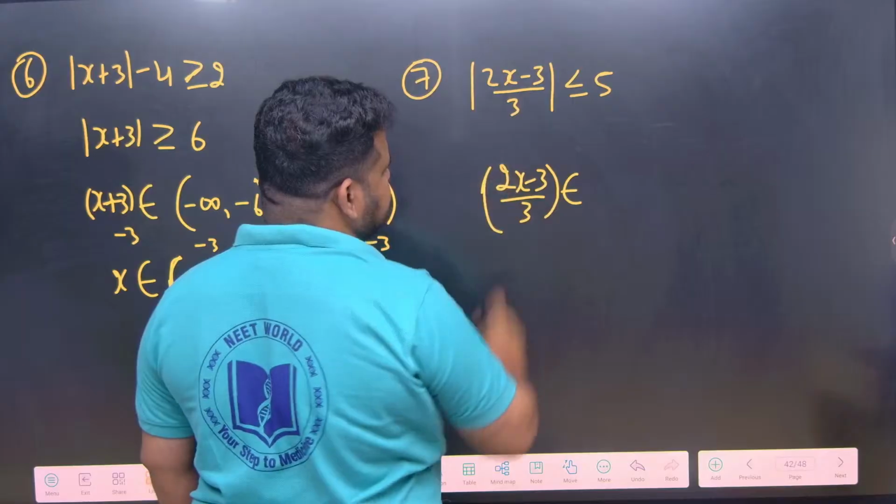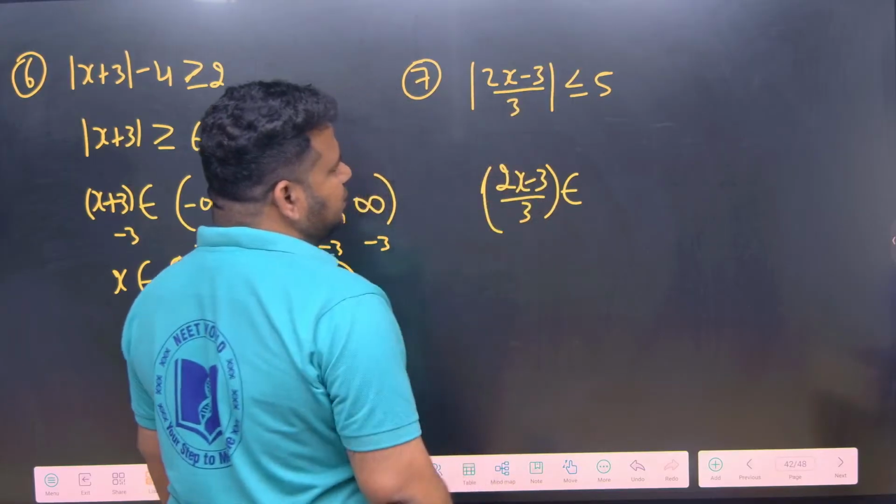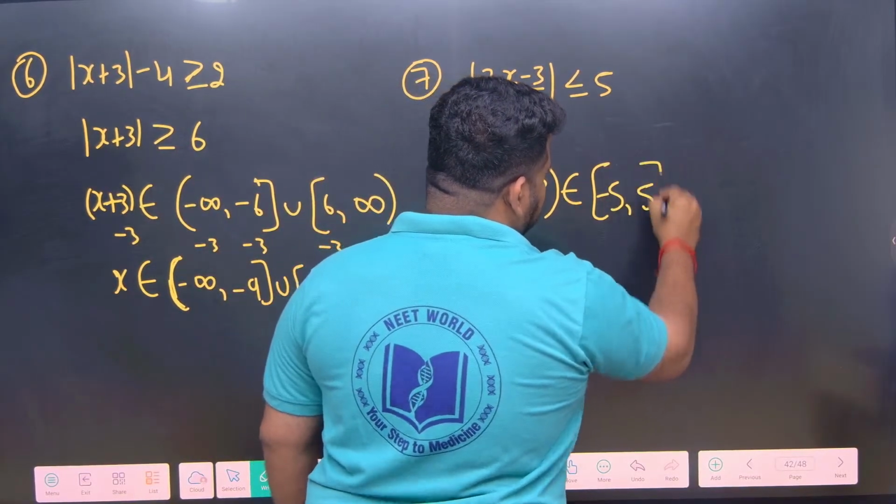Let me take it as y. This entire thing belongs to y, or I can take it directly like this. Less than or equal to means I can write it as the closed interval minus 5 comma 5.